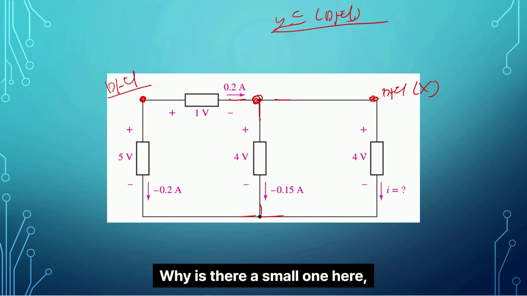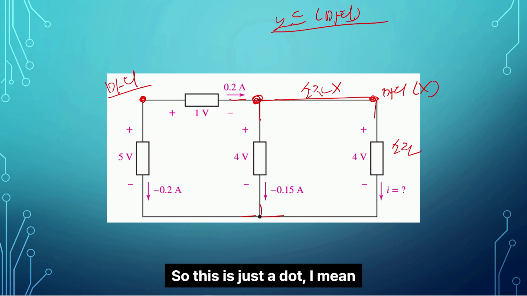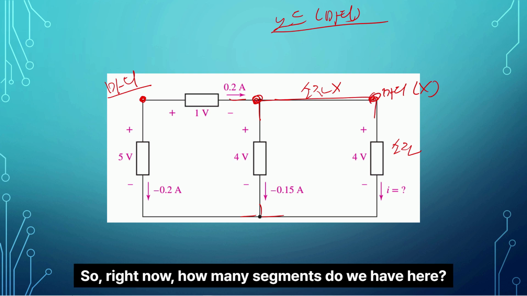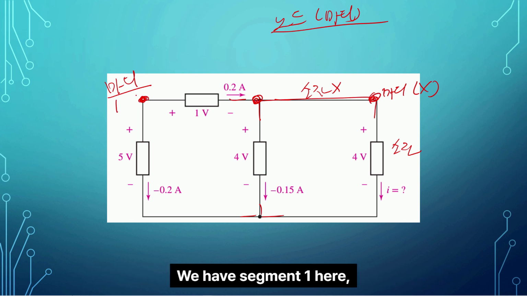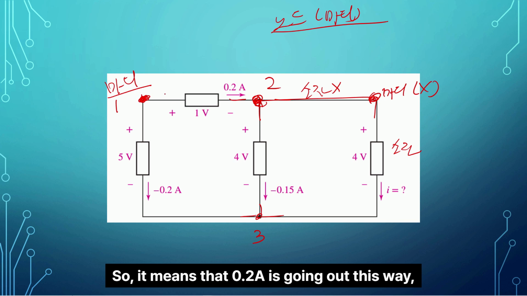Why is there a small dot here? But there's no small dot here. So this is just a dot, I mean. So, right now, we have segment 1 here, segment 2 here, and segment 3 here. Therefore, the current that comes in must equal the current going out. So, it means that 0.2A is going out this way.